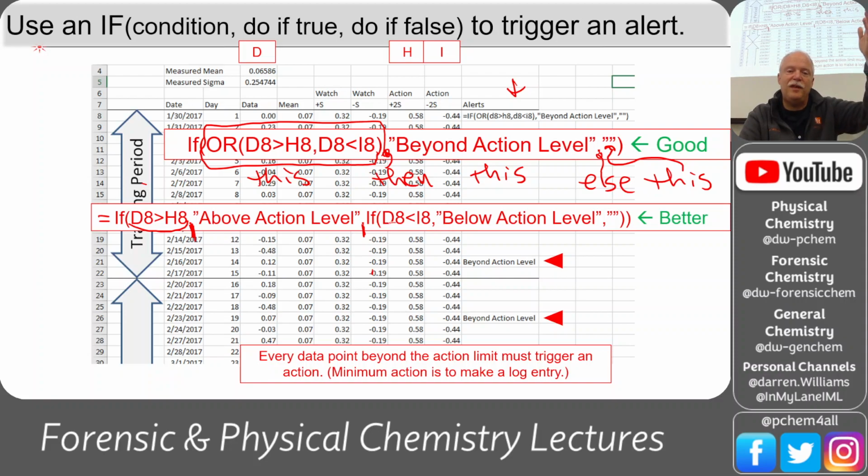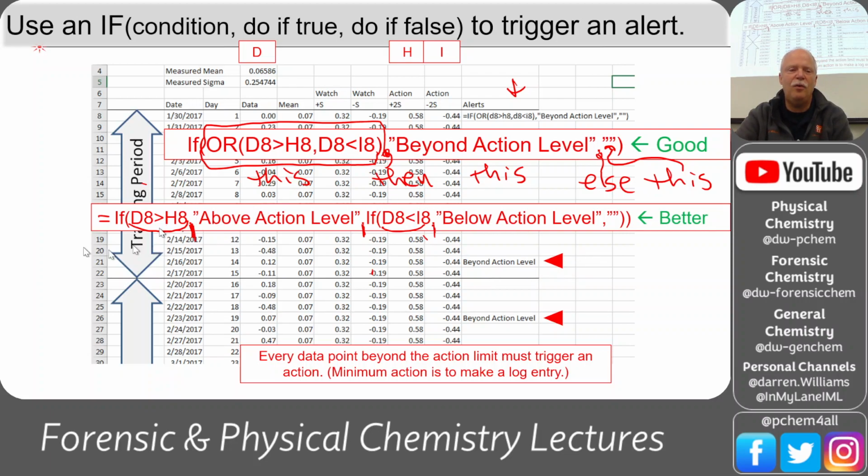So it's not above the action limit, so let's test the lower one. Else, if D8 is less than the lower action limit, then type in below action level. Else, do nothing. So I test if it's above. If it is, write something. If it's not, I test if it's below. If it is, write something. If not, then the third category is nothing. It's inside the limits. So that's even better. And that way you can look at the table and see it was above or below the action limit.